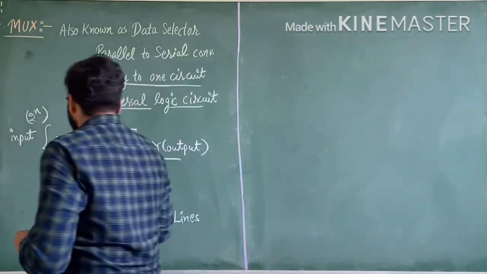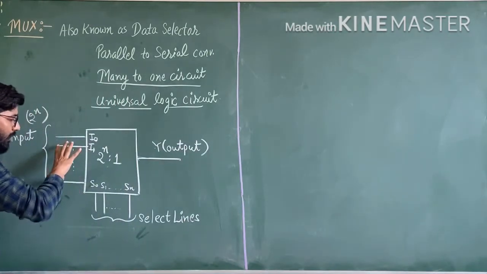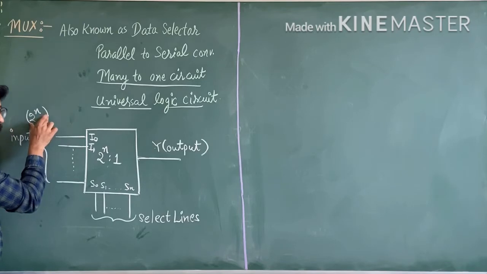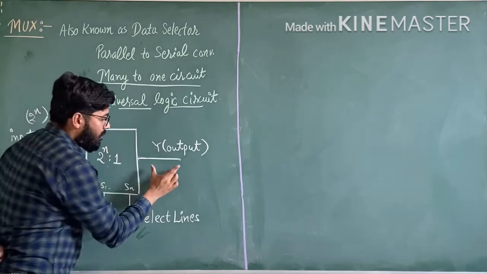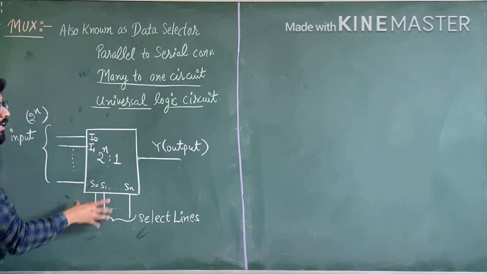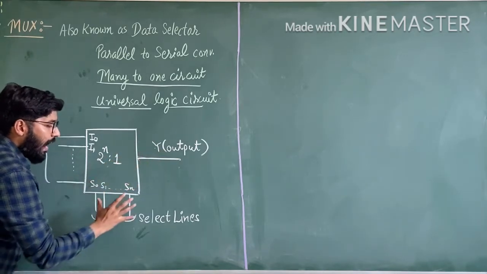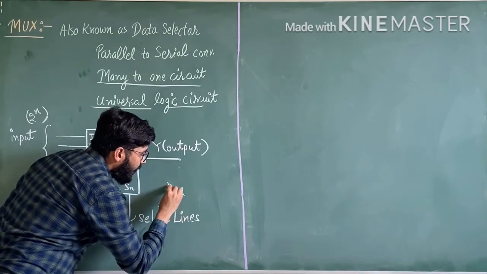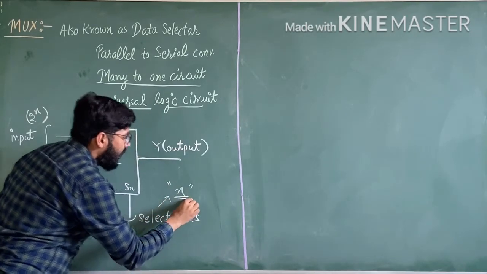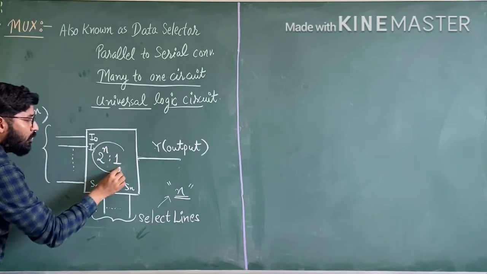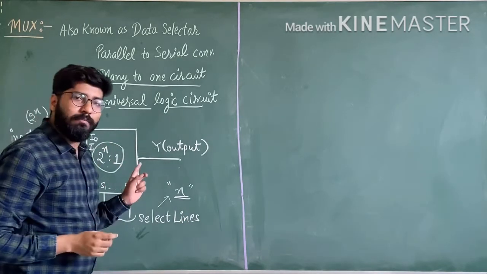We will repeat again. On the input side, we have 2 raised to the power n inputs and only one output. With the help of the select lines, we get the output. There are n select lines and 2 raised to the power n inputs. That's why it is called a 2 raised to the power n MUX.